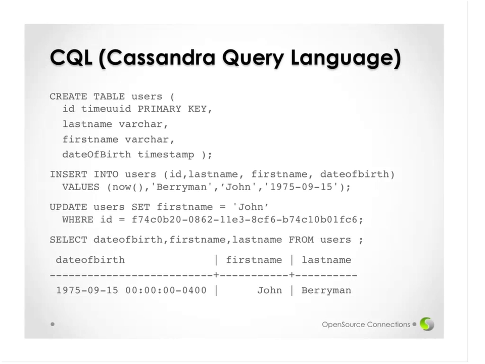Select date of birth, first name, last name from users. And this looks like a table, right? This doesn't look at all like the data we've been modeling in Cassandra at this point. So how does this map to Cassandra, and how does that impact the searches that you're going to do with CQL?